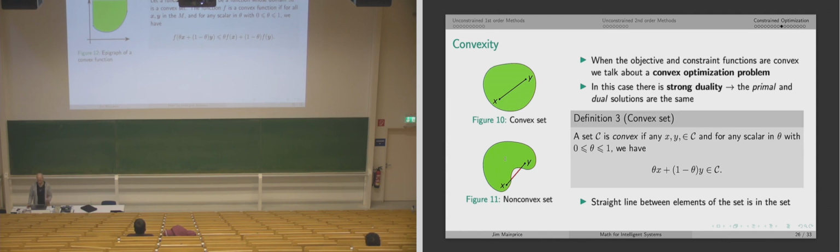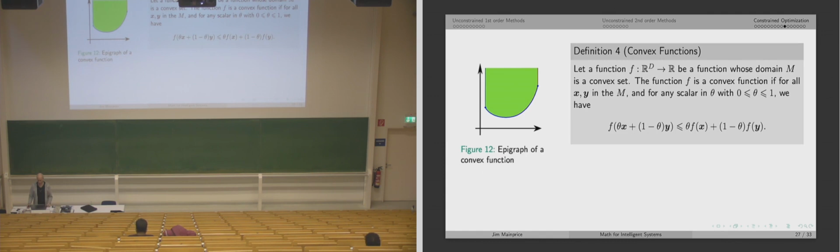Convex sets are not very interesting. What is interesting is convex functions. Let f be a function whose domain is a convex set. Then the function f is a convex function if for all x and y in the domain, and for any scalar between 0 and 1, we have the following. If we interpolate between the 2 points, and query the function at an interpolation between the 2 points, the interpolation of the values is larger than the function value at that point.